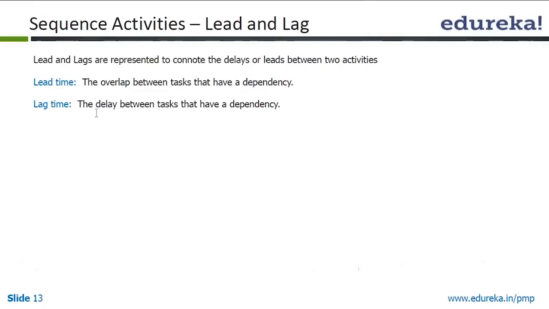We have also talked about lead and lag time. Lead is the overlap between tasks that have a dependency. It is like the requirements phase, where if requirements takes 10 days, we can start the design after 5 days of starting the requirements gathering. We don't have to wait till all the 10 days is over. That is lead time. Lag time is the delay between tasks that have a dependency.